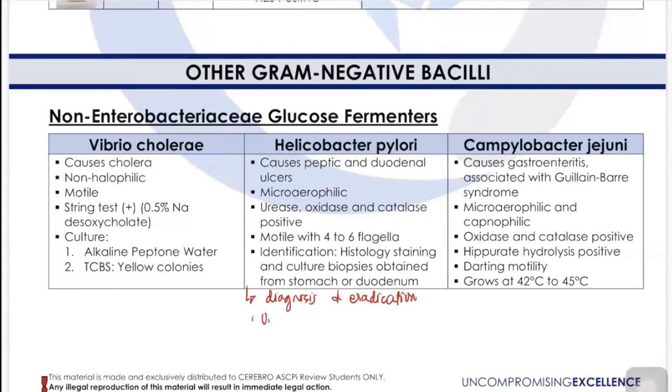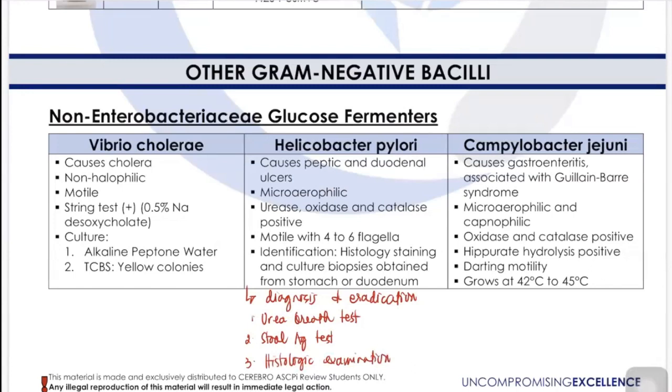Of course we have the urea breath test, considering that Helicobacter pylori is a strong urease positive organism. We can also use the stool antigen test. And then there is the histologic examination of stomach or duodenal biopsies.